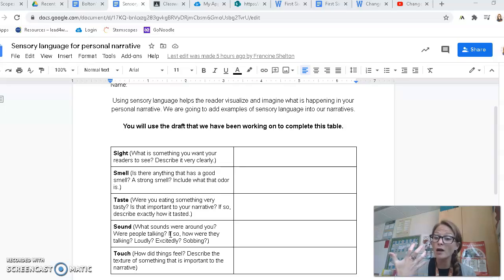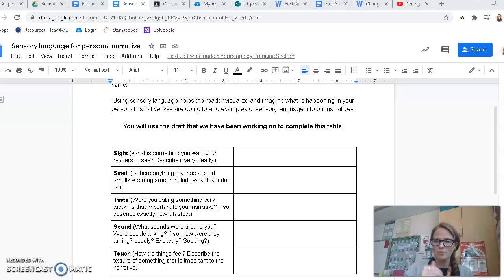How were people talking? If you're including dialogue, you can describe what it sounded like when they were talking. The baby was sobbing. They were screaming. How did it sound? And then finally, touch. How did something feel? We've talked a lot about texture with our properties of matter. You can apply that also into your personal narrative. You can describe the texture of something to help your reader know exactly how it felt.